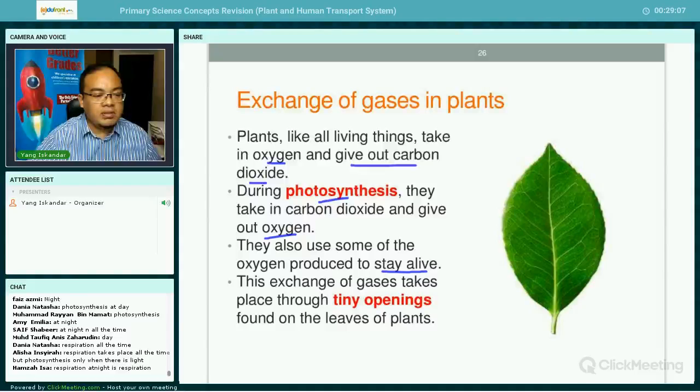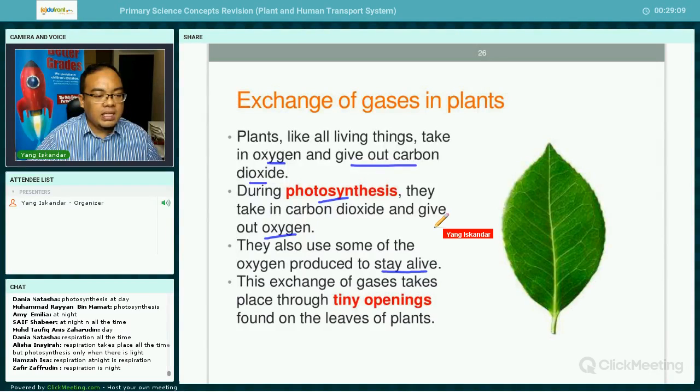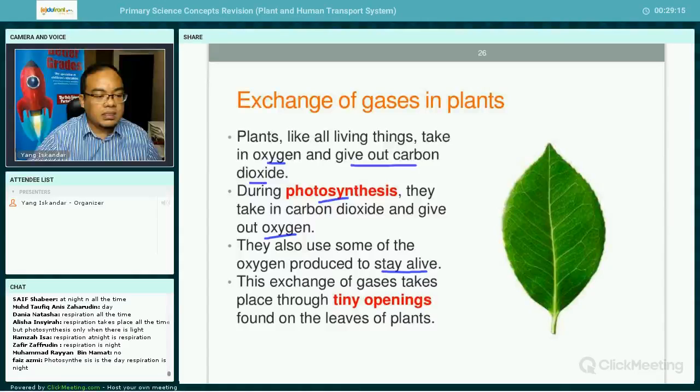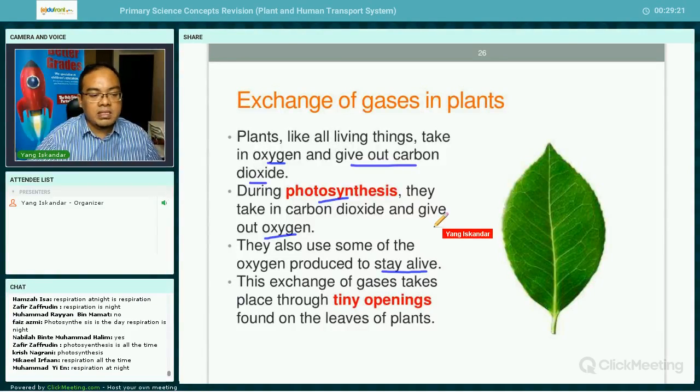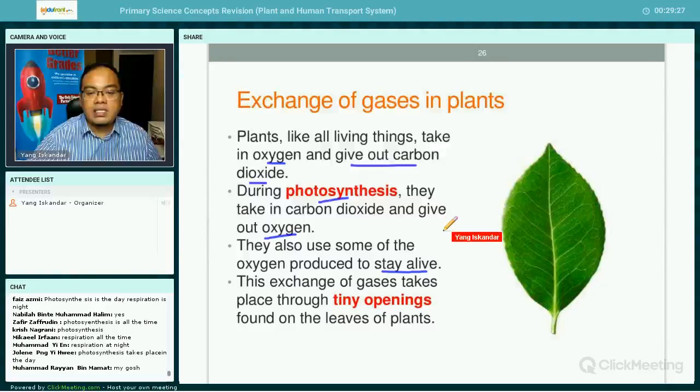Photosynthesis in the day. Dana says that photosynthesis takes place in the day, and Amy says that respiration takes place at night. Okay, all right. So I see a lot of misconception here. I've emphasized quite a lot of times in my class, this is a very, very common misconception.